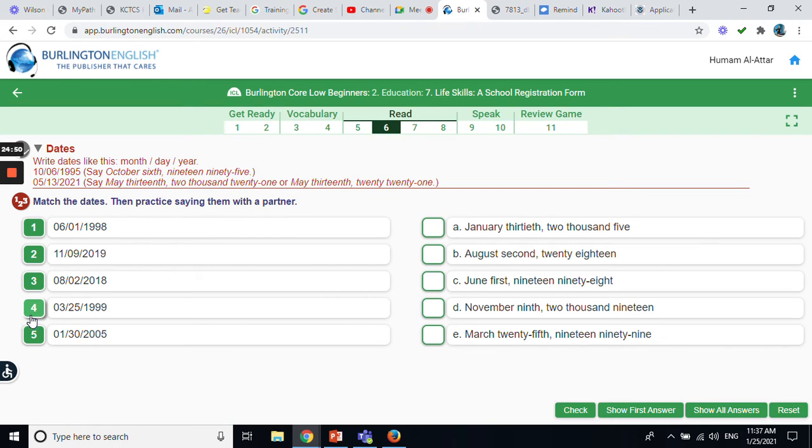Now we need to match these dates and numbers with these dates here in words. So what's number 1?